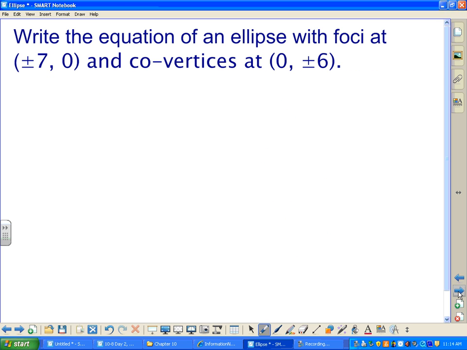How'd you do this one? Write the equation of an ellipse with foci at plus or minus 7, 0 and co-vertices at 0, plus or minus 6. Okay, so let's sketch it. So 1, 2, 3, 4, 5, 6, 7. 1, 2, 3, 4, 5, 6, 7. And 1, 2, 3, 4, 5, 6. 1, 2, 3, 4, 5, 6.